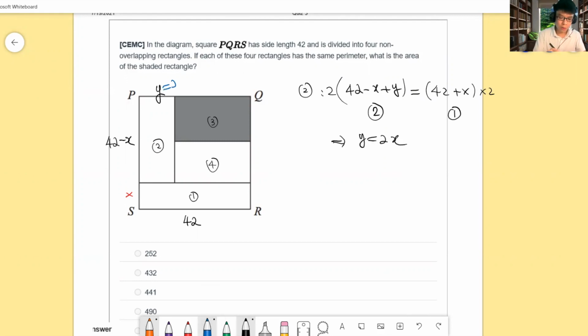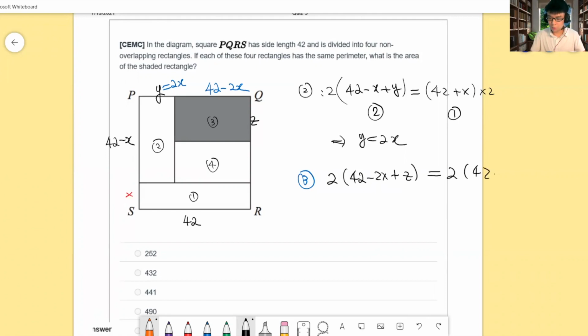y equals 2x here. And accordingly, the length of the third rectangle should be 42 minus 2x. Now, let's say the width for the third rectangle is z. So the perimeter for the third rectangle is 42 minus 2x plus z equals 42 plus x. So here, we have z to be 3x.